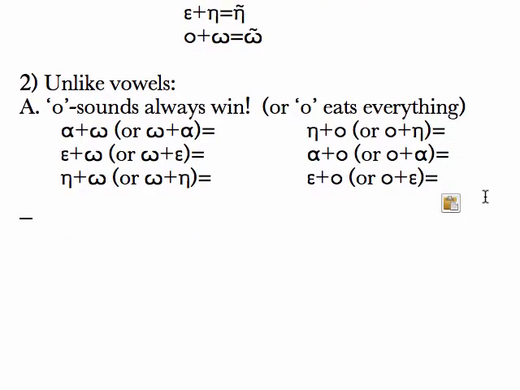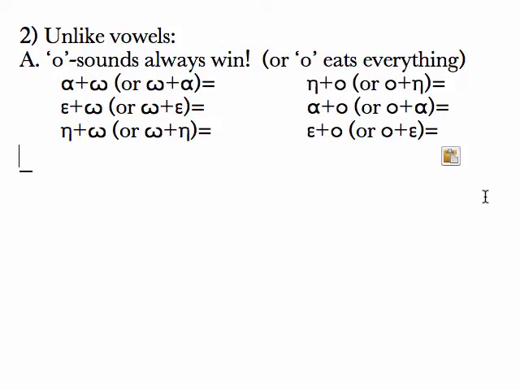If your vowel combination has an O sound in it, an omicron or an omega, that O sound will always win. And it doesn't matter in what order they come. I can have an alpha plus an omega, or an omega plus an alpha, and it comes out the same. The O sound dominates no matter the order of the vowels that are being contracted. So an alpha plus an omega combine, and the O sound wins, so we're left with an omega.